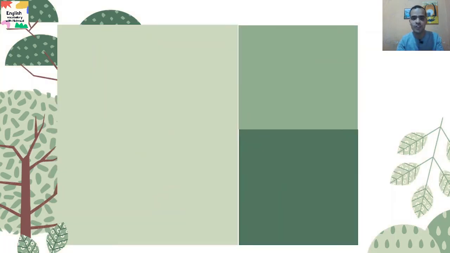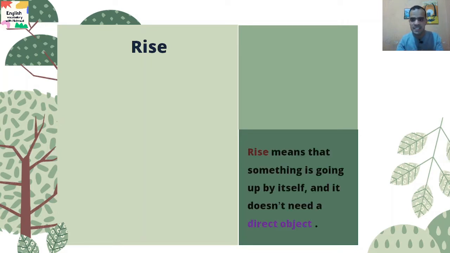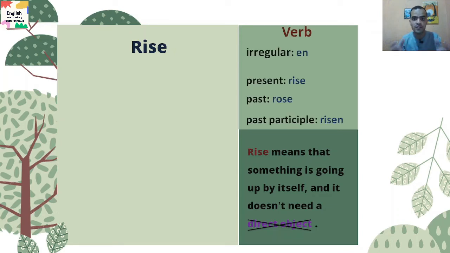And now we will move on to another word, that is rise. Rise means that something is going up, but here by itself. No one raises it, no one takes the action or applies the power to make something rise. This is the difference. Rise means that something is going up by itself and it doesn't need a direct object. So there is no direct object to receive the action, since the thing rises by itself. Again, it's a verb. This is a similarity that it shares with raise.